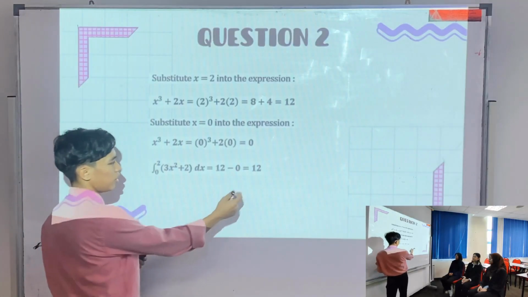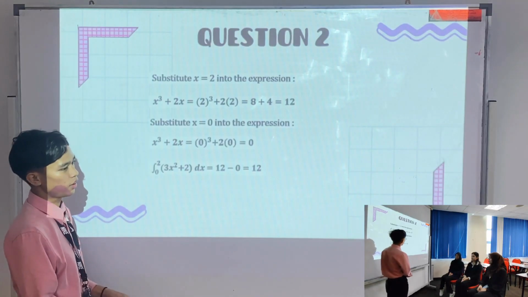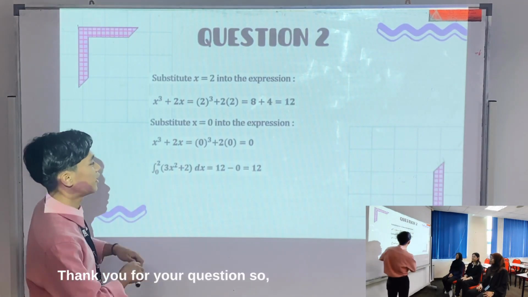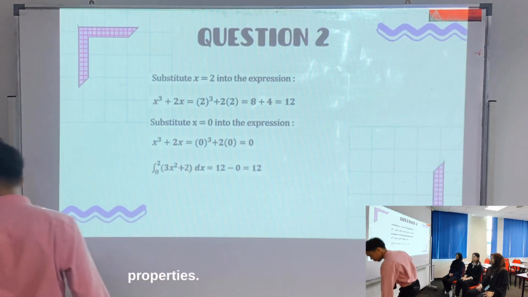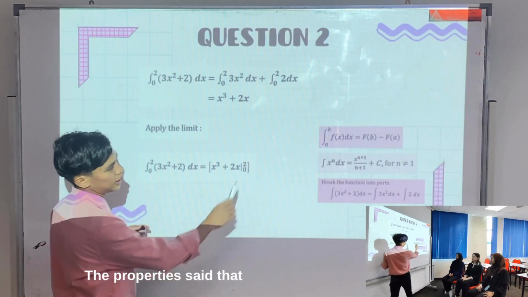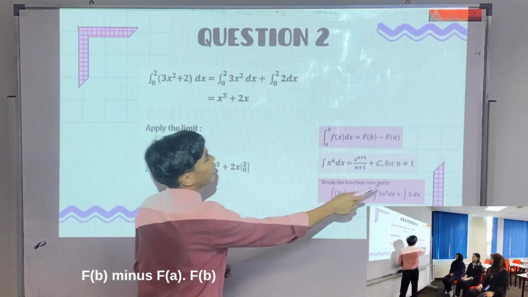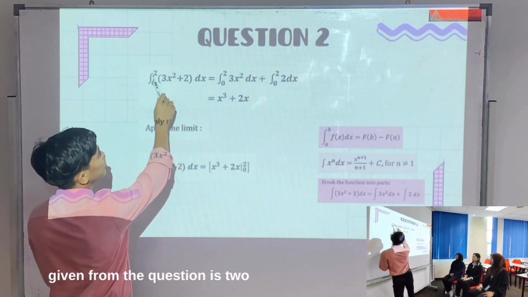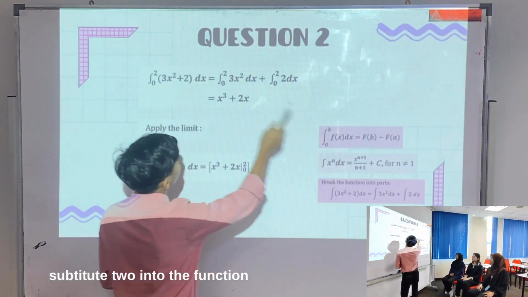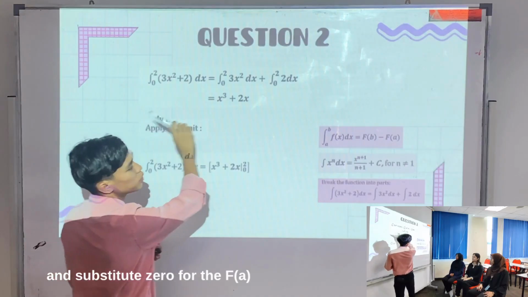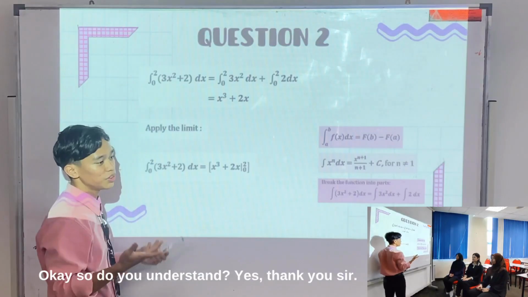Okay, that's all. I have a question. Why do we need to minus 12 and 0? Okay, thank you for your question. We can solve them using the properties. The property says that the integral from a to b is equal to F(b) minus F(a). F(b) from the question is 2, so we have to substitute 2 into the function and substitute 0 for the F(a). Yes. Okay, so do you understand?